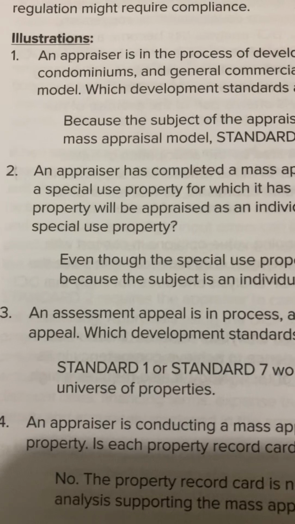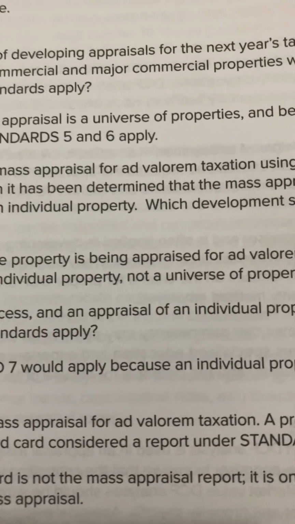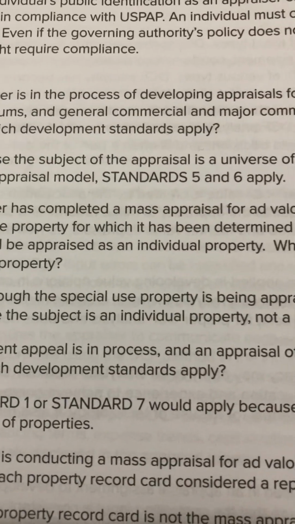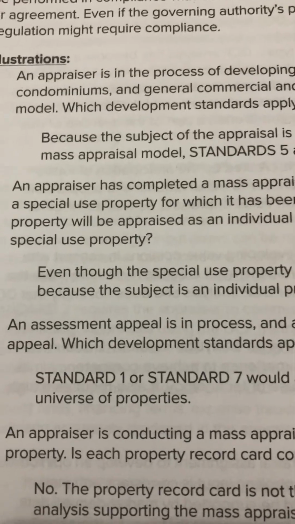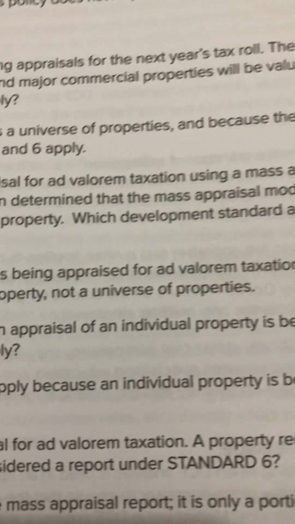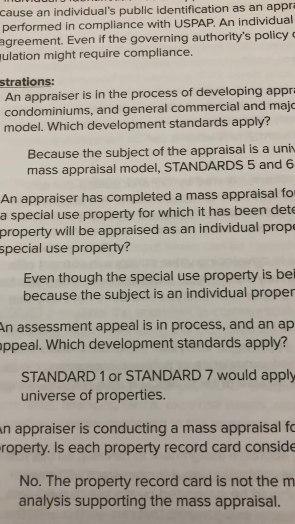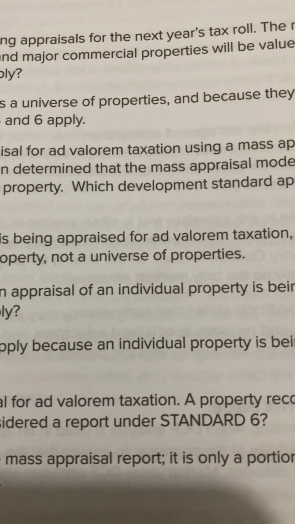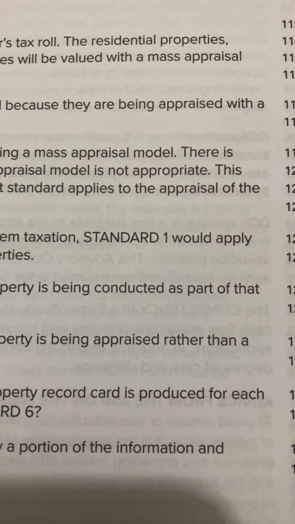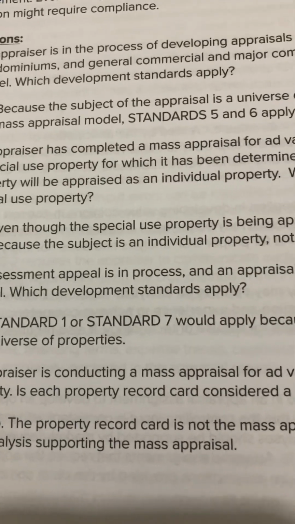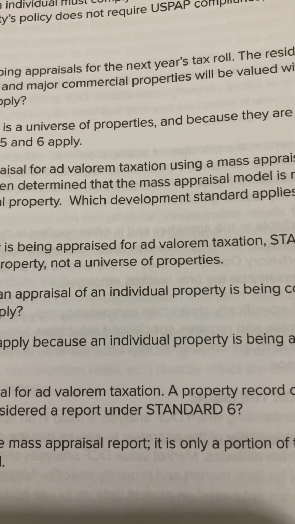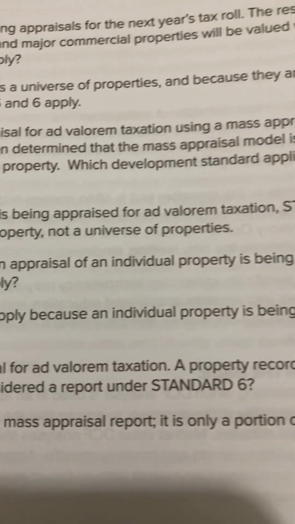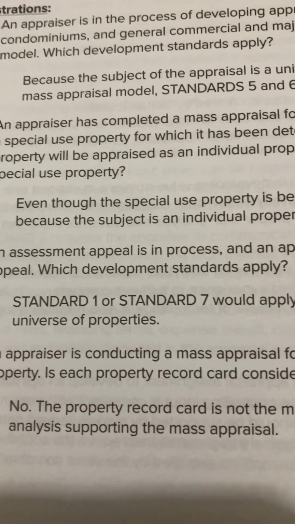Number 3. An assessment appeal is in process and an appraisal of an individual property is being conducted as part of that appeal. Which development standards apply? Answer: Standard 1 or Standard 7 would apply because an individual property is being appraised rather than a universe of properties. And lastly, number 4. An appraiser is conducting a mass appraisal for ad valorem taxation. A property record card is produced for each property. Is each property record card considered a report under Standard 6? Answer: no. The property record card is not the mass appraisal report. It is only a portion of the information and analysis supporting the mass appraisal.